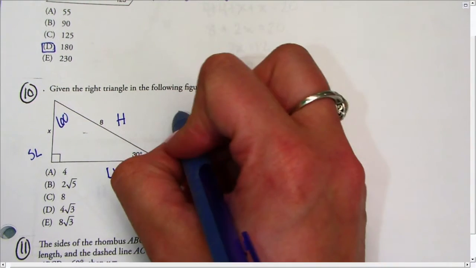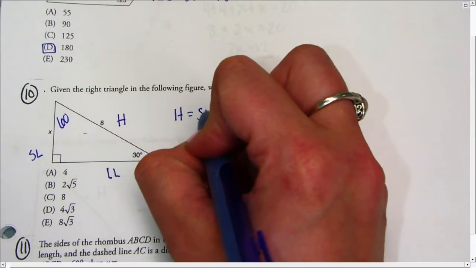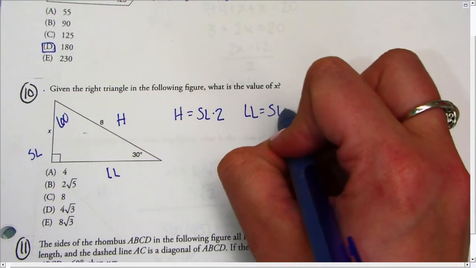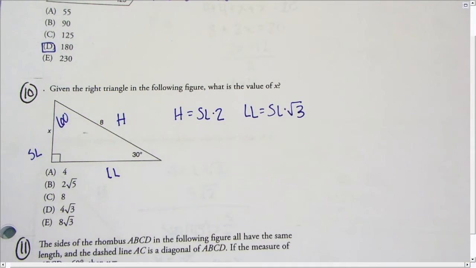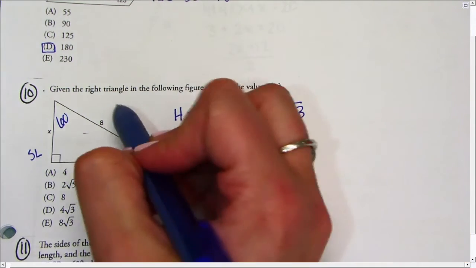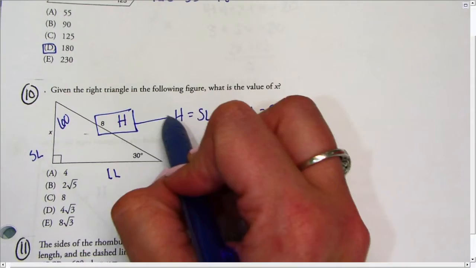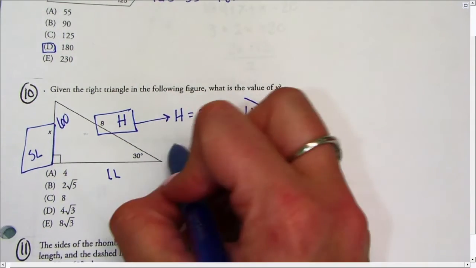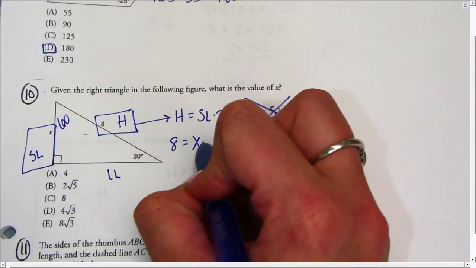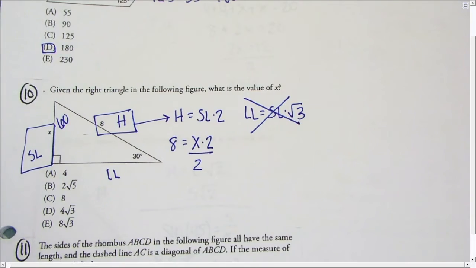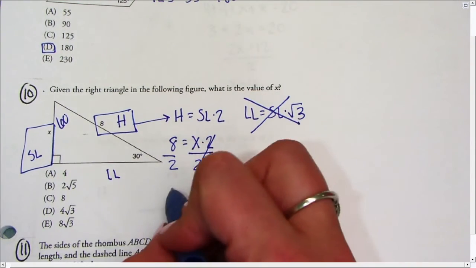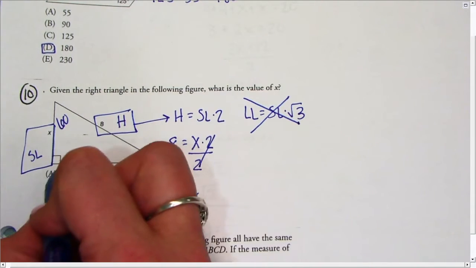So I'm going to write my formulas down. Hypotenuse equals the short leg times 2, and then long leg equals the short leg times square root of 3. However, in this problem, we have the hypotenuse, which means we want to start here, and we're trying to solve for the short leg. So we actually don't need that formula. Well, the hypotenuse is 8, and our short leg is represented by x. So 8 equals x times 2. We're going to divide both sides by 2. Half of 8 is 4. So the correct answer is A.